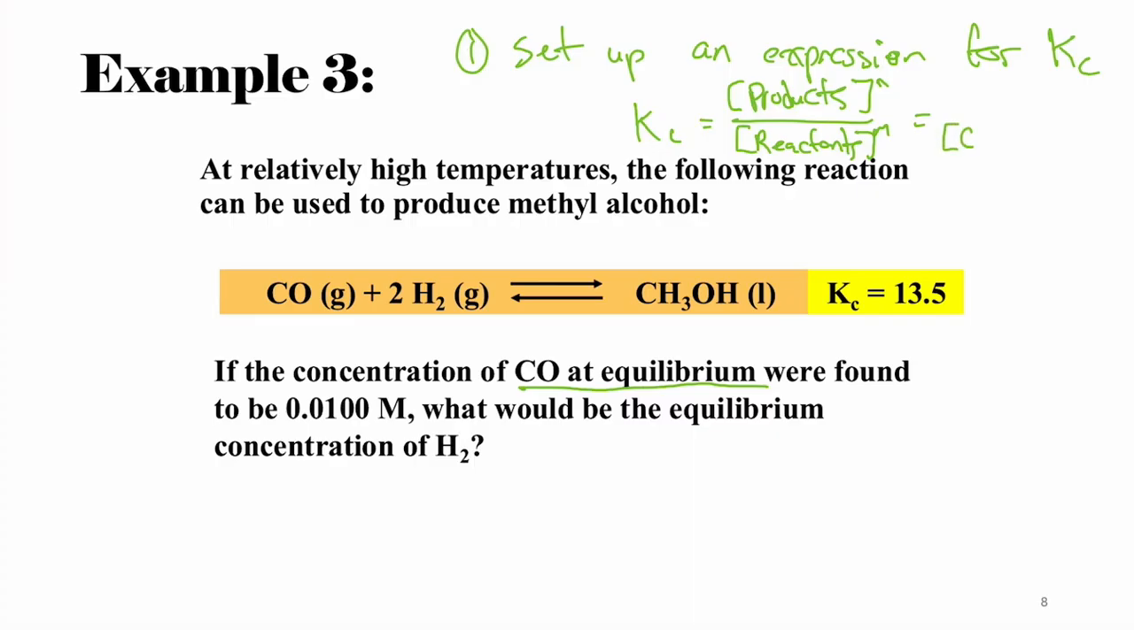We have the concentration of carbon monoxide, the concentration of H2 to the power of 2, and this is all over 1, right? Because we have products over reactants, we don't have anything on our product side because it's in a different state of matter, right? So this is not liquid, it is not included.